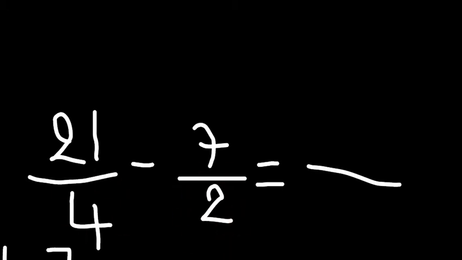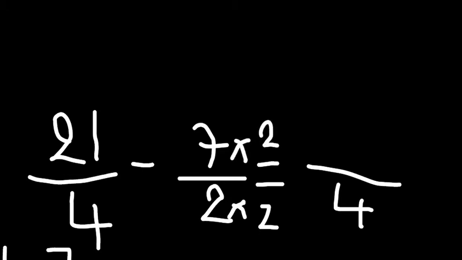4 and 2. What's the least common denominator? It's 4. Not 2, it's 4. So I have a 4 here, I have a 4. This happens to be not a 4. How do you make it a 4? You multiply it by 2, and you have to do the same thing to the top, okay?